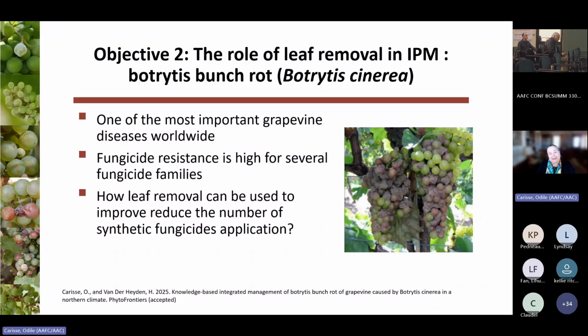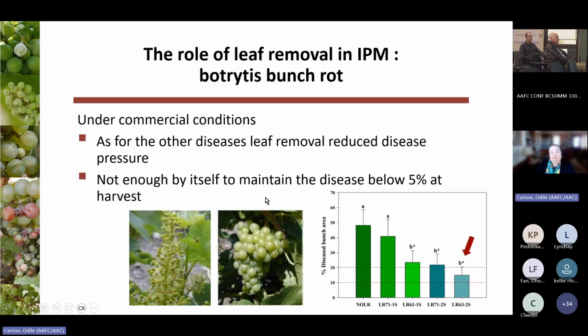But the main problem we have is fungicide resistance. Surveys show for some families up to 90% fungicide resistance. So it's not just a question of saving on fungicides, it's a question of efficacy of these fungicides. So the question was how leaf removal can be used to improve and reduce the number of synthetic fungicide applications, as well as could it be a way for the organic growers to use either low-risk fungicides or improve the efficacy of biocontrol agents.